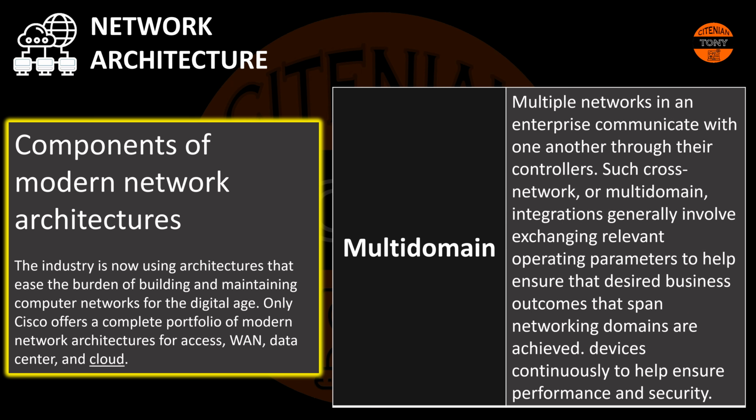Multi-domain. Multiple networks in an enterprise communicate with one another through their controllers. Such cross-network, or multi-domain, integrations generally involve exchanging relevant operating parameters to help ensure that desired business outcomes that span networking domains are achieved.